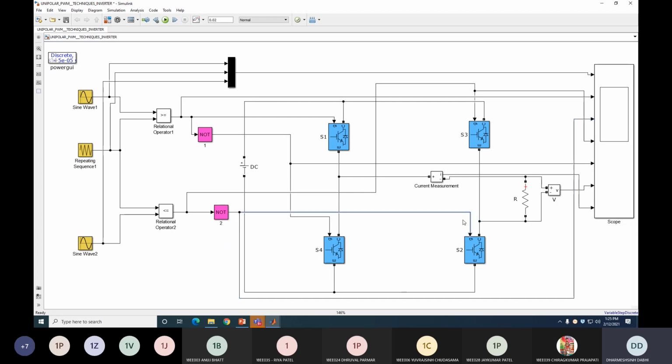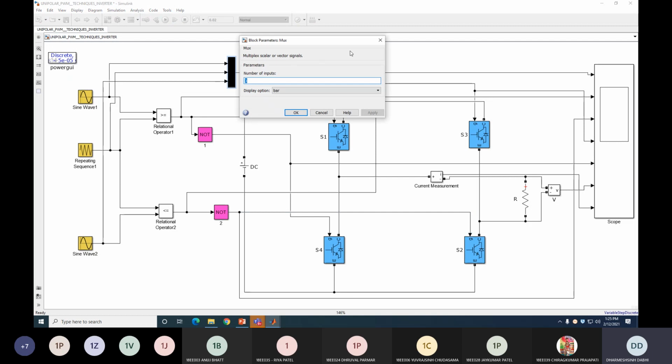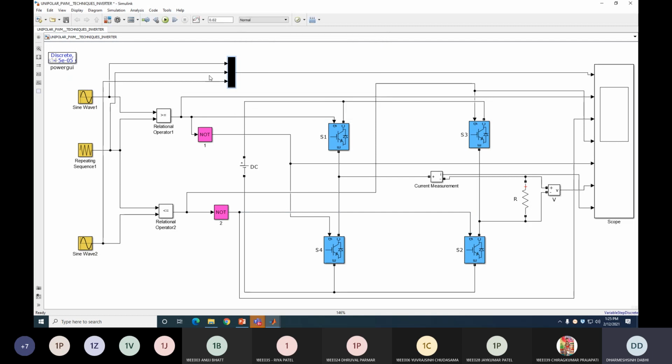This clear? So here you can see that all the 4 switches have 4 different gate pulses. Here I measure all these gate pulses one by one. In this code, I have measured the combination of all these 3 waves: sine wave 1, sine wave 2 and the repeating sequence, this triangle wave. I combine them through this mux so that the mux converts these 3 input signals into a single axis, so I can see all these 3 waveforms in the single axis.